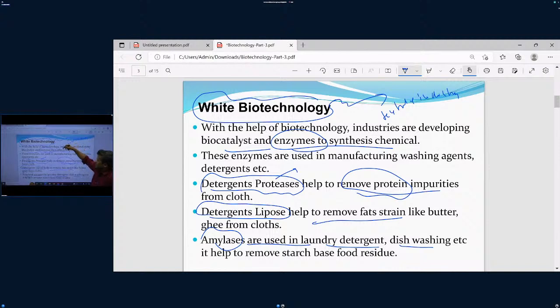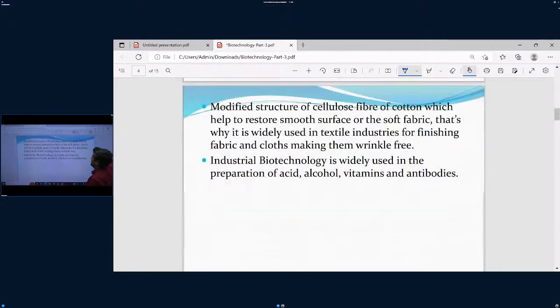Also, with the help of biotechnology, we manufacture different types of detergents used in the cloth industries and in the washing of dishes. These are important examples of white biotechnology. Also, by modifying the structural cellulose fiber of cotton with biotechnology, we restore the smooth surface of soft fabric. You have seen that cotton fabric is very soft, and to make it softer and wrinkle free, we use this method. Industrial biotechnology is also used to manufacture products like alcohol, acids and antibodies. So these are a few examples of white biotechnology.